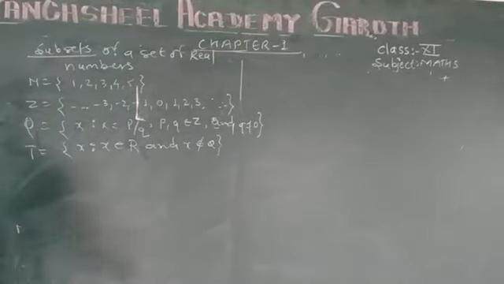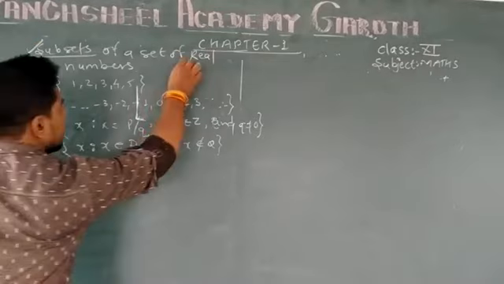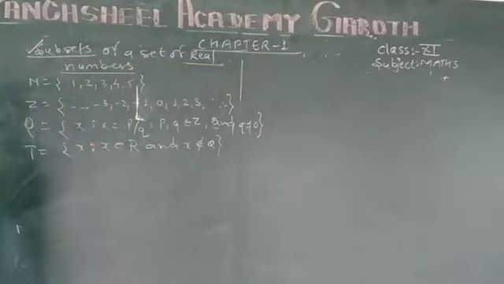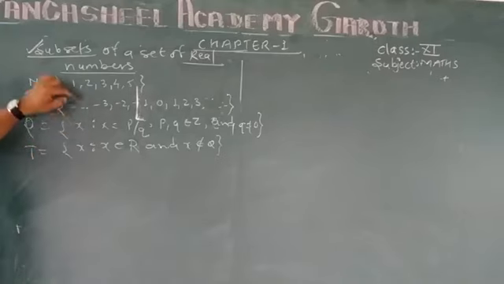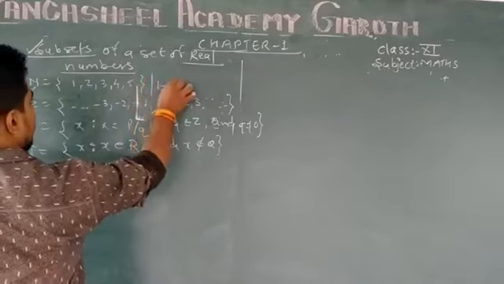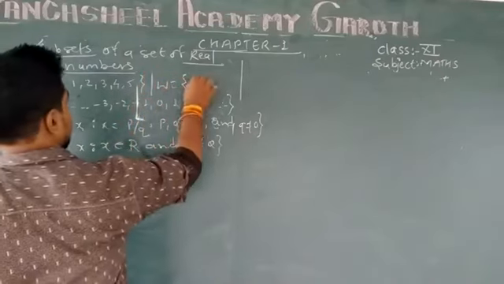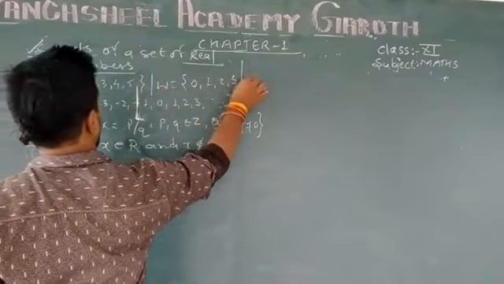Now, we are going to read the topic subset of a set of real numbers. First of all, I will talk about natural numbers, which start from 1, 2, 3, and so on, and whole numbers, which start from 0, 1, 2, 3 and so on.